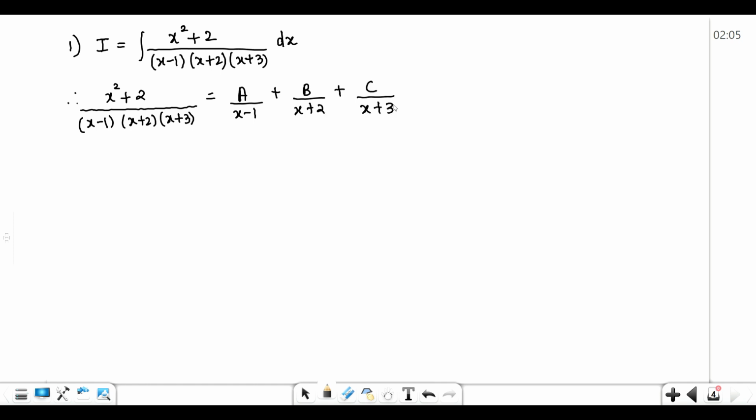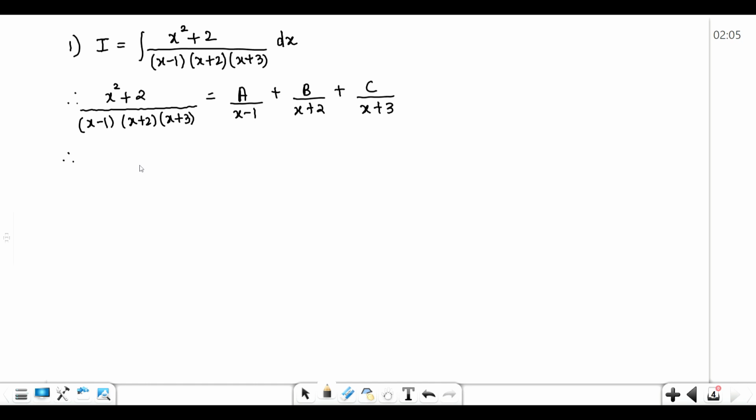Please remember, you can switch a, b and c. It doesn't need to be that the first bracket should be given under a and the second one under b. The sequence doesn't matter. Okay, you can switch it. Now after doing this we will do the LCM.